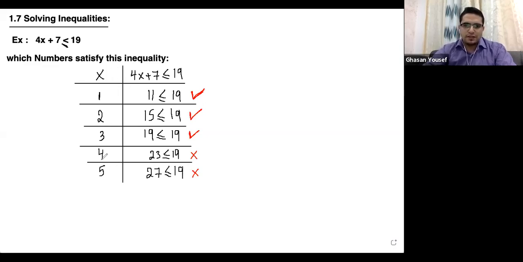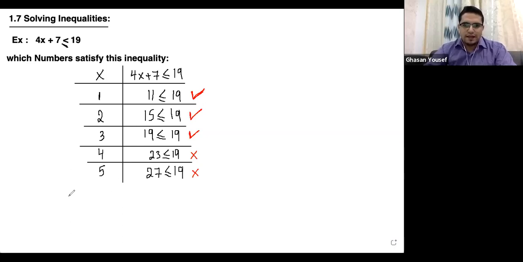So as I look into this table, I see the solution is any number less than or equal to 3. All numbers satisfying this inequality are any number less than or equal to 3. When x equals 3 it satisfies the inequality, x equals 2 satisfies it, x equals 1 also satisfies it, and any number less than 1 also, when I plug it in, gives a correct inequality.